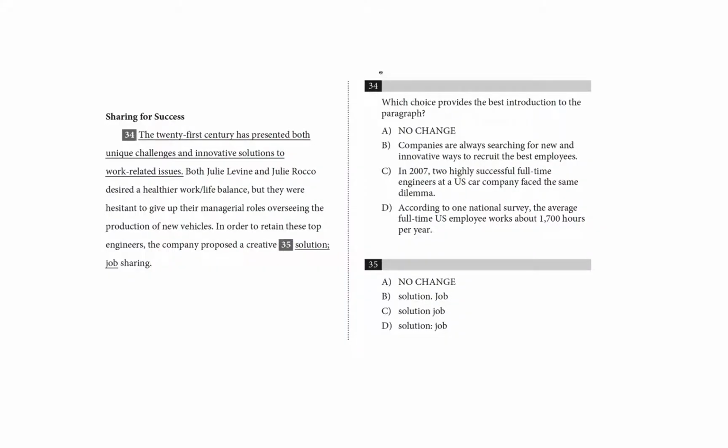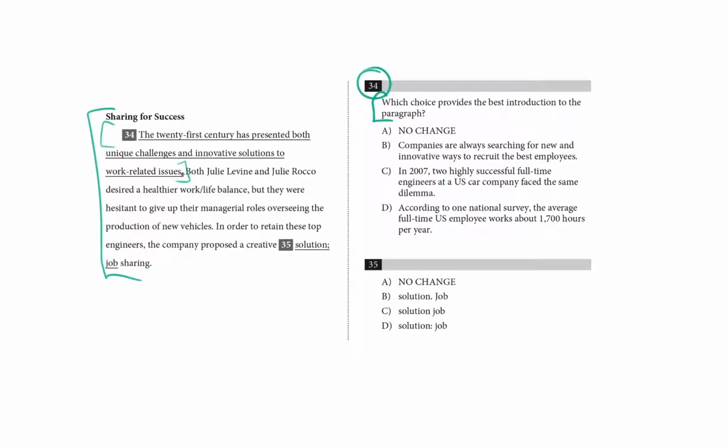All right, we are looking at question number 34, which is an introductions question. You can see that the entire first sentence is underlined. And we have this telltale question: which choice provides the best introduction to the paragraph? So in order to answer this question, we're going to need to figure out the main idea of this initial paragraph. This is from a passage called Sharing for Success, which is about job sharing.